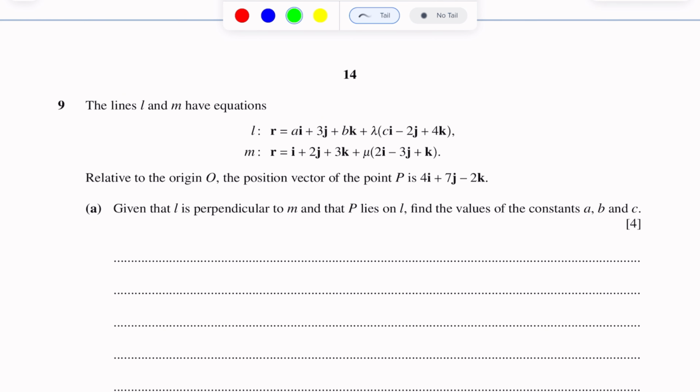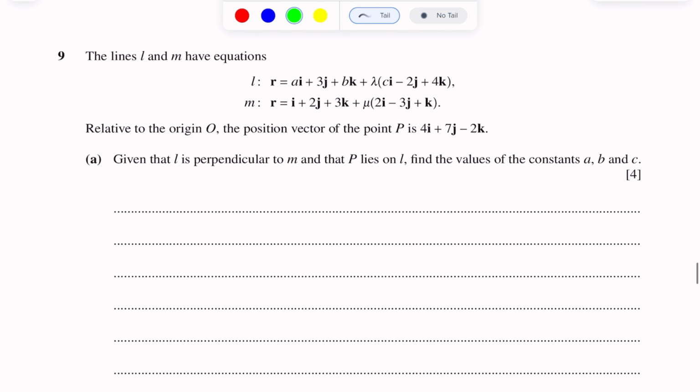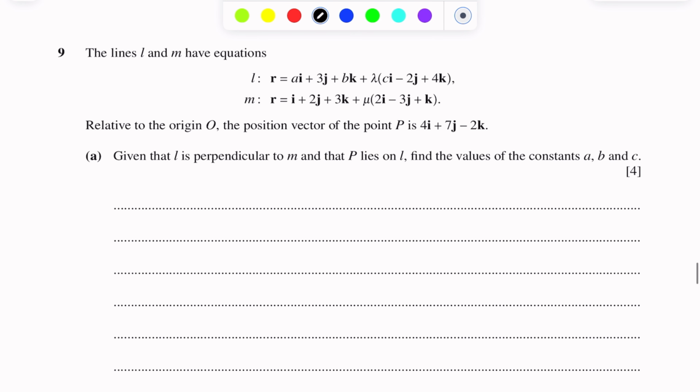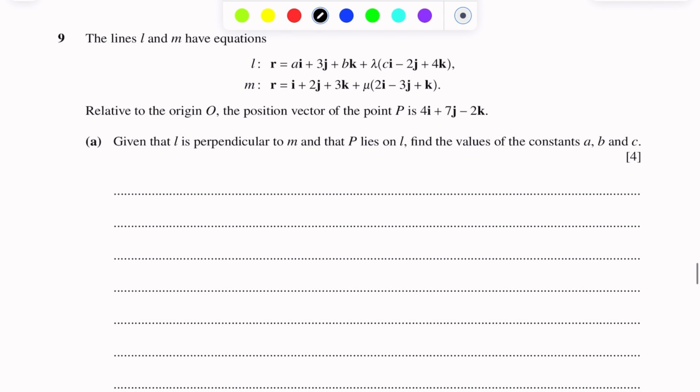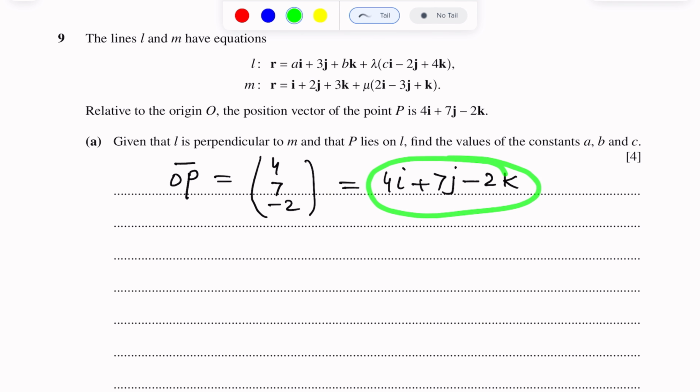First, we write the position vector of P, that is given as 4i + 7j − 2k. We write the position vector of P, that is OP, in column form as (4, 7, −2). Or simply we can write it in terms of i, j and k as 4i + 7j − 2k. Both forms can be used.